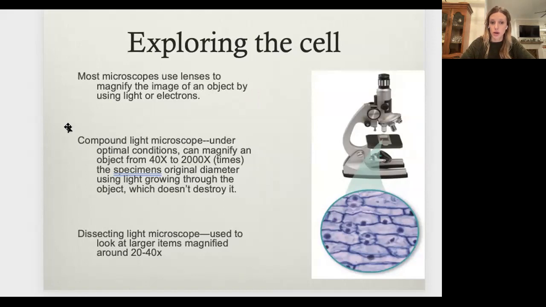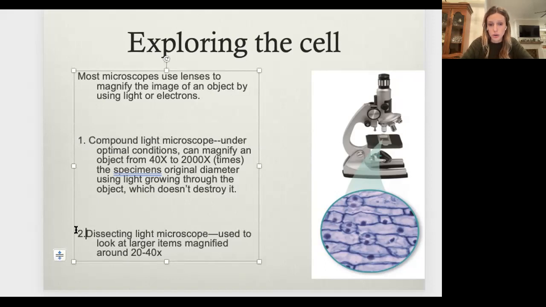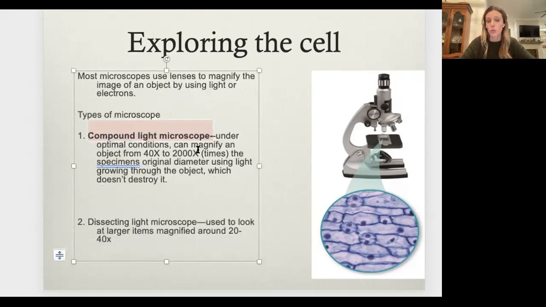So in your notes, I want you to write right here, number one, light microscope. Number two, dissecting microscope. Okay, so the two types of microscopes. Compound light microscope, which all you really need to write for that is that under optimal conditions, it can magnify objects from 40 to 2,000 times, okay? So I want you to know this 40 to 2,000 times. You don't have to memorize that, but you need it in your notes for the test, okay?